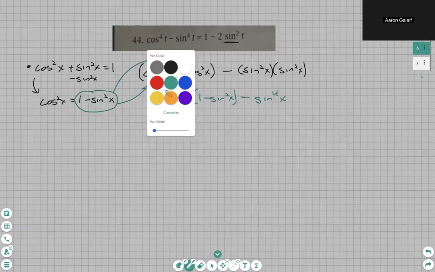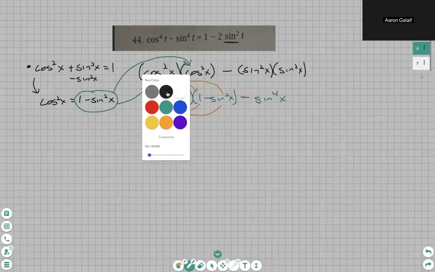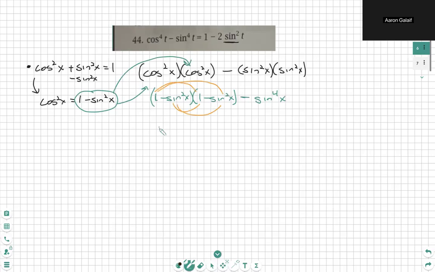Next, I'm going to just normally FOIL. Well, if this was just 1 minus x times 1 plus x, we would just FOIL it normally. We're going to do the same thing even if it has trig. So we continue. We'll have 1 times 1. Then we'll have 1 times negative sine squared. Then we'll have negative sine squared times 1. And then we'll have negative sine squared times sine squared, which is going to be sine to the fourth.